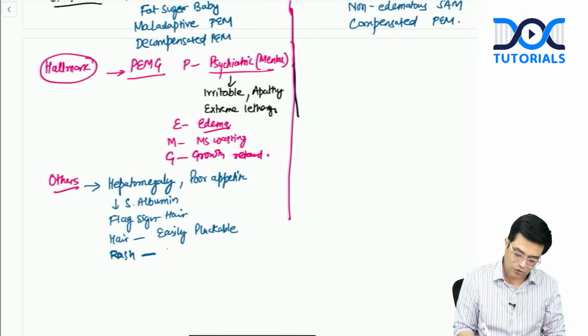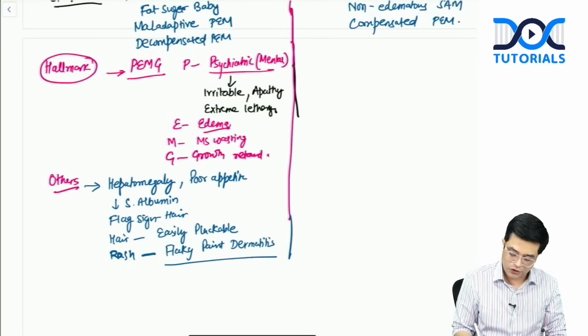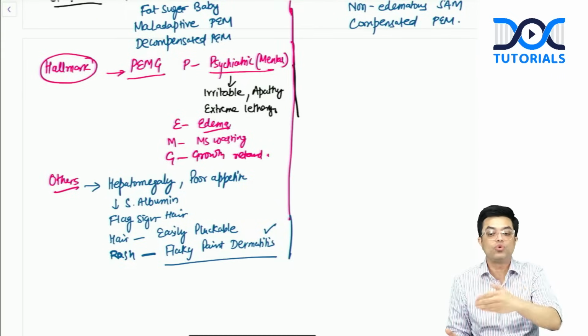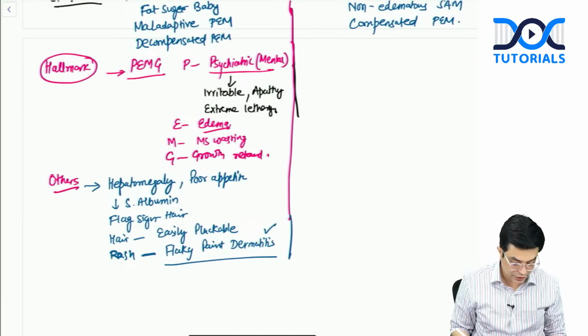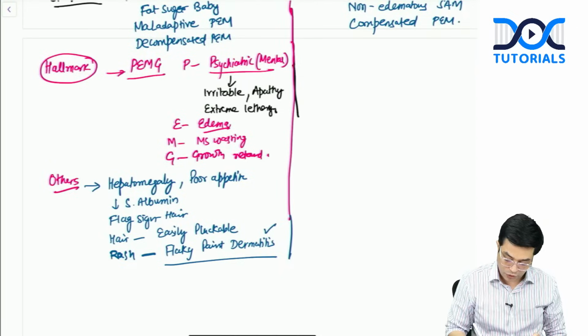स्किन रैश किस तरह का होता है? Flaky paint dermatitis. कुछ बुक्स में एक और रैश भी डिस्क्राइब्ड है, वो बहुत रेयर है, crazy pavement dermatitis. Flaky paint dermatitis commonly देखा जाता है, which can progress to desquamation also in the patient.